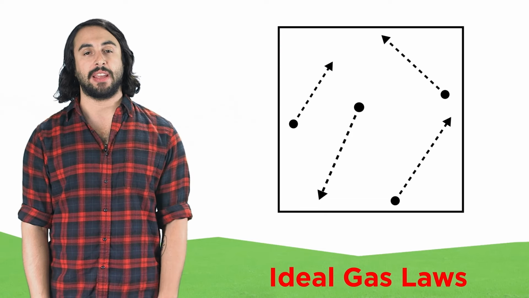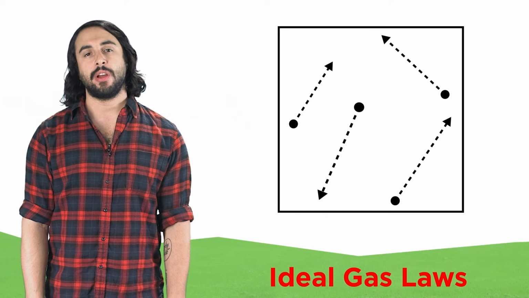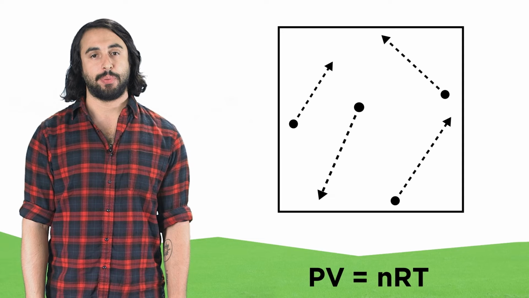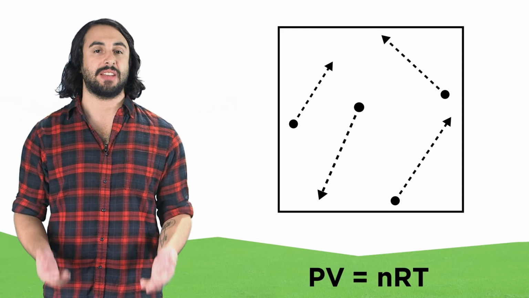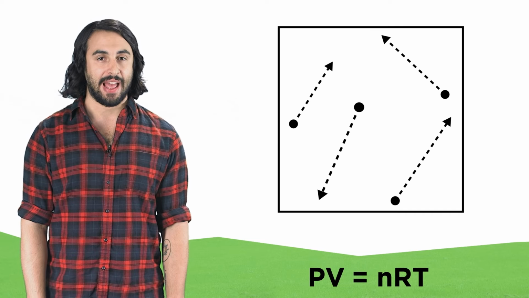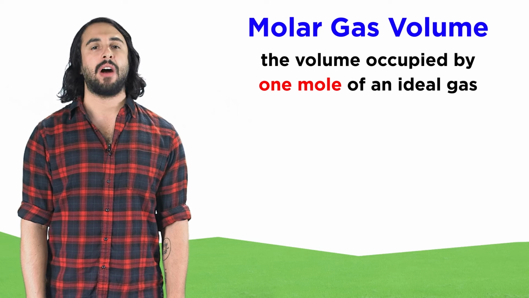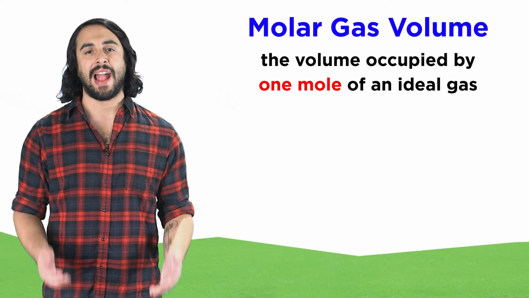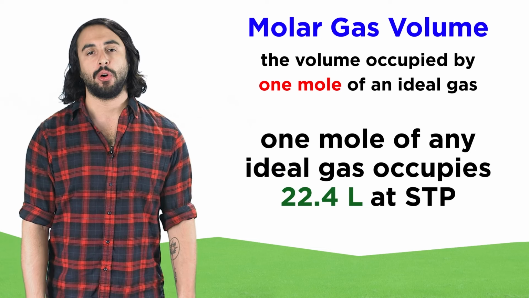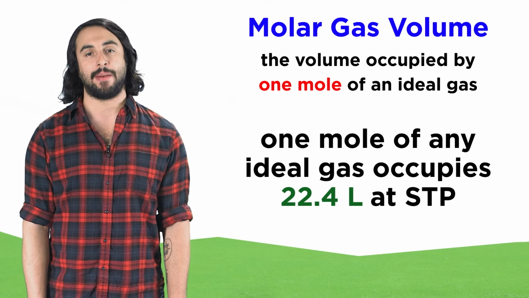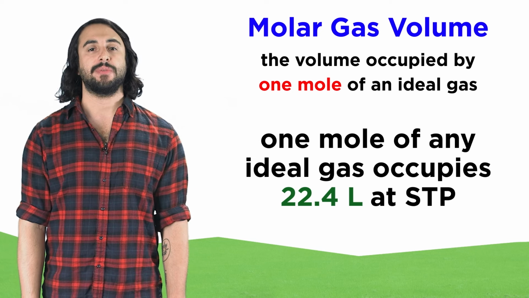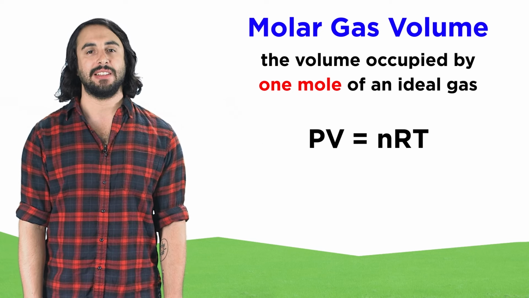There are a number of assumptions we can make about ideal gases. We know all the gas laws that dictate the relationships between pressure, volume, temperature, and moles. And since we assume that all ideal gases will behave the same way, regardless of the identity of the gas, we can also say something about the volume occupied by one mole of any ideal gas at standard temperature and pressure. As it happens, one mole of any ideal gas at 0 Celsius and 1 atmosphere will occupy precisely 22.4 liters. This value can easily be derived using the ideal gas law.